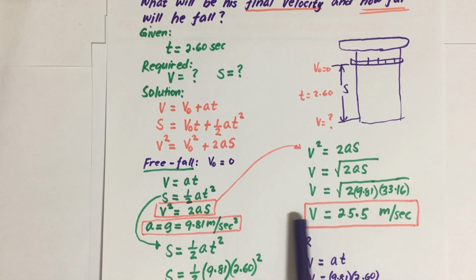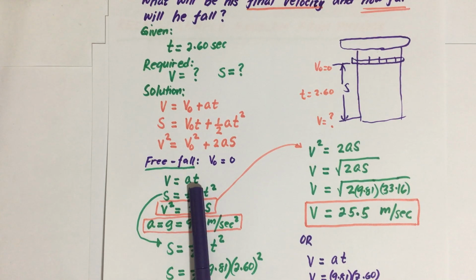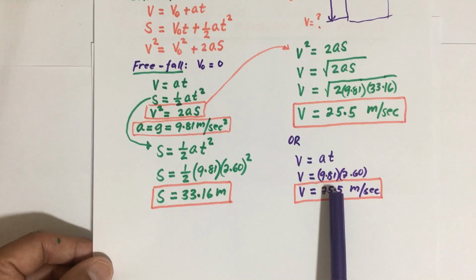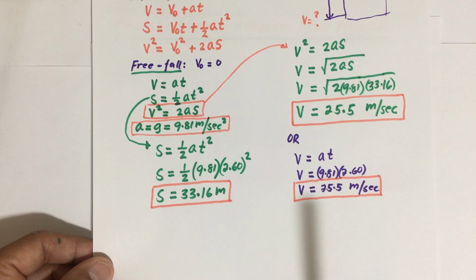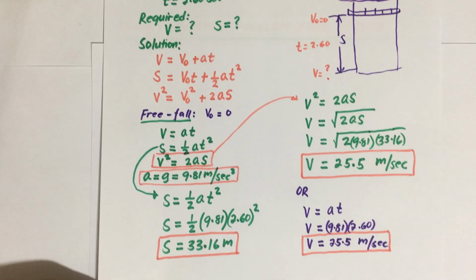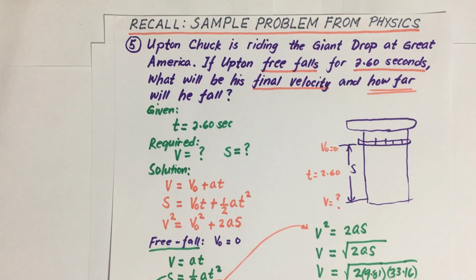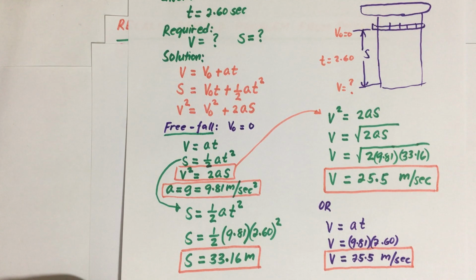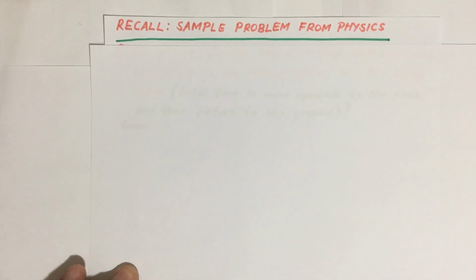Actually, we can also use the first formula to calculate for the final velocity, and you get the same result. So this is our complete solution for this problem, example number 5. Now let's proceed to our next example, example number 6.